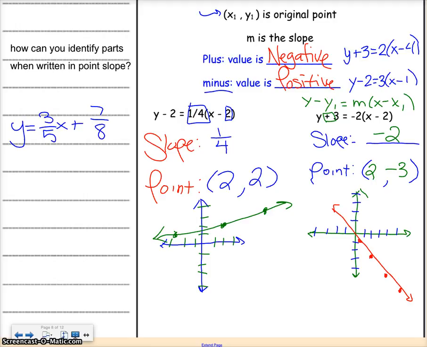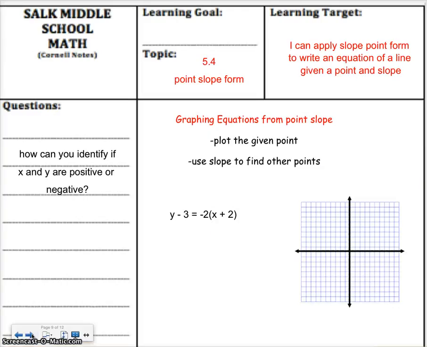Again, I don't usually graph in point slope unless I know I'm going to get some kind of fraction as my y-intercept. Then it's going to turn into a mess and it will be really hard to graph, okay? And some kids forget how to add fractions, multiply fractions, that kind of stuff.